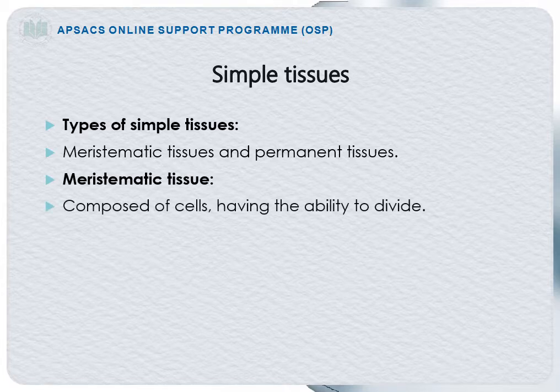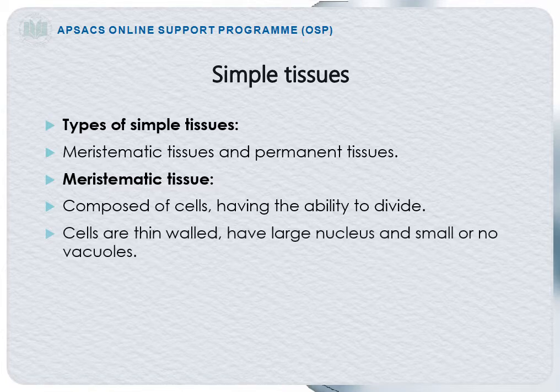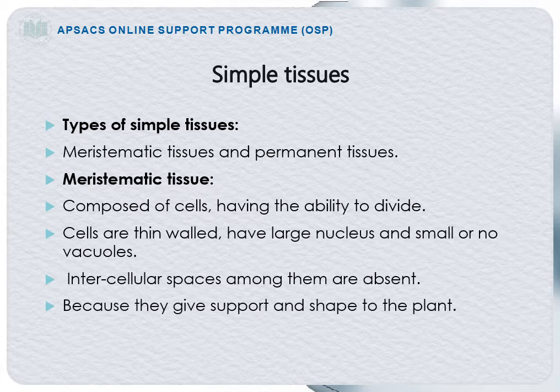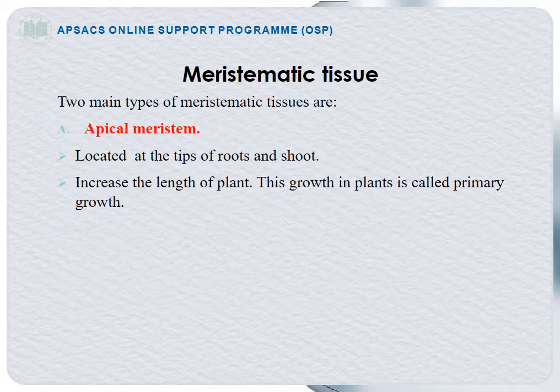Meristematic tissue. These tissues are composed of cells having the ability to divide. The cells are thin-walled, have a large nucleus, and small or no vacuoles. Intercellular spaces among them are absent because they give support and shape to the meristematic tissue. The term meristem was first used in 1858. Meristematic tissue is further divided into two, apical meristem and lateral meristem.